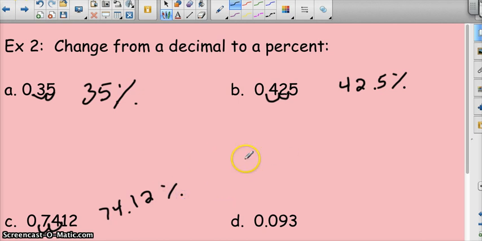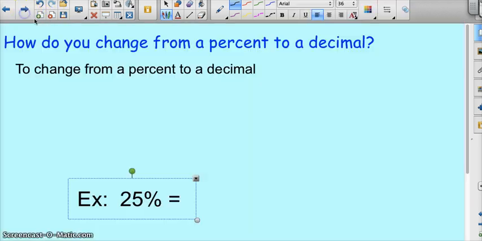Last one's a little tougher, but I leave it for you. I'll throw in the answer here in a sec, but try it out. I'm left with 9.3% on that last one. So that's going from decimal to percent. And the final thing we've got to do, we've got to go from percent to decimal.